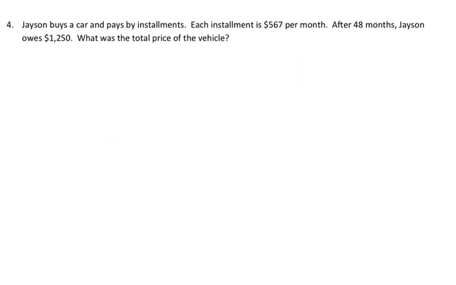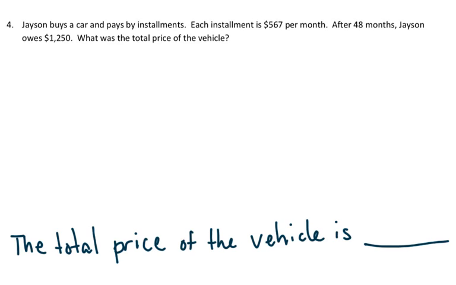So I'm going to do another problem, number 4 from the homework, and it says Jason buys a car and pays by installments. Each installment is $567 per month. After 48 months, Jason owes $1,250. What is the total price of the vehicle? So I'll start out with my target sentence. The target sentence says the total price of the vehicle is blank.